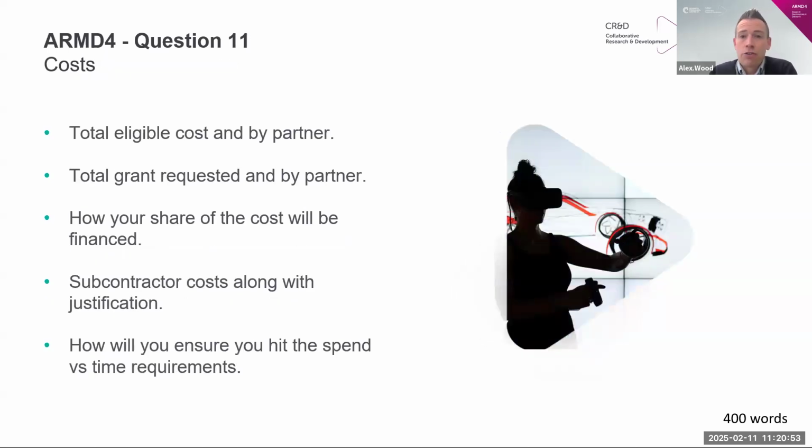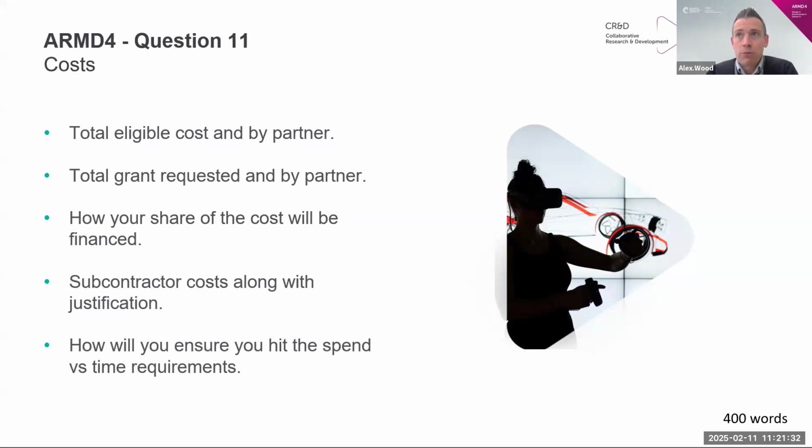Okay, on to question 11, the costs. How much will the project cost and how does it represent value for money for your team and the taxpayer? You need to explain your total project costs, the grant you're requesting, and how each partner will finance their contributions to the project, how the project represents value for money for you and the taxpayer, and how it compares to what you would spend the money on otherwise. Also explain the balance of the costs and grant across the partners, if applicable, and any subcontractor costs and why they might be critical to your project.